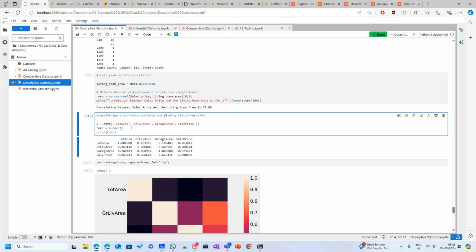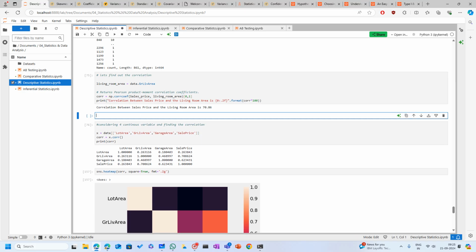So let us say the correlation between the sale price and the living room area is 70. What is X and what is Y here? Do we mean to say if we increase the living room area by 100 units, the sale price will increase by 70 units, or vice versa? I mean, increasing the sale price by 100 units will increase the living room area by 70 units. So what is the dependent and what is the independent? What is influencing what? That I want to understand basically.